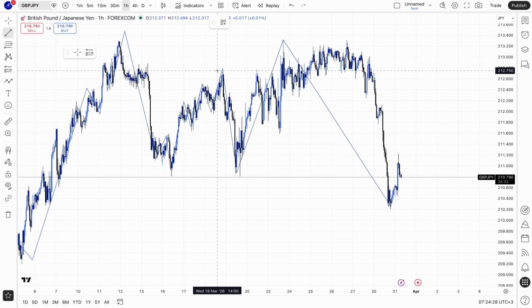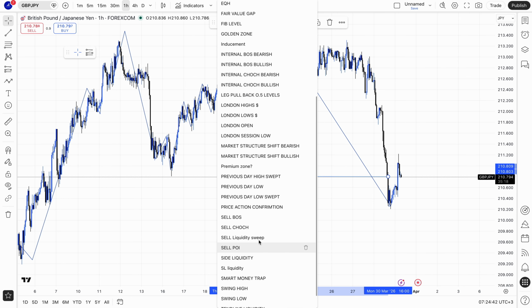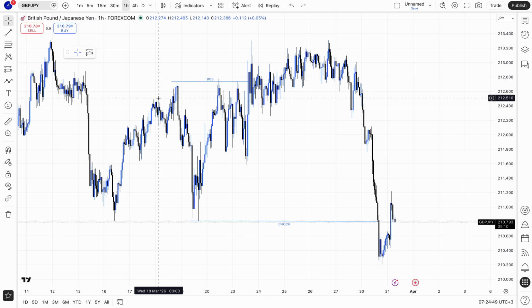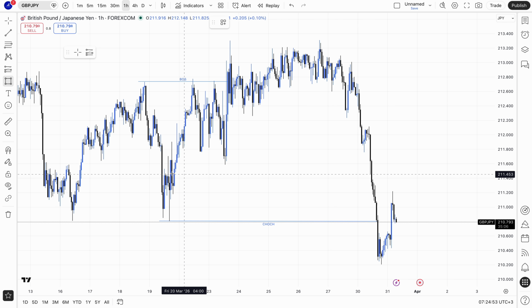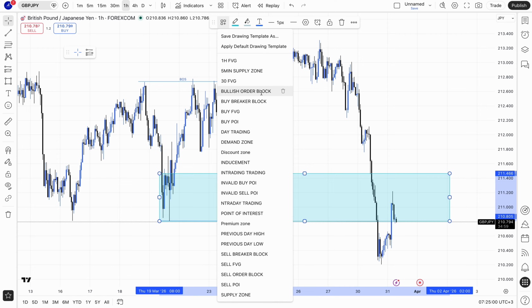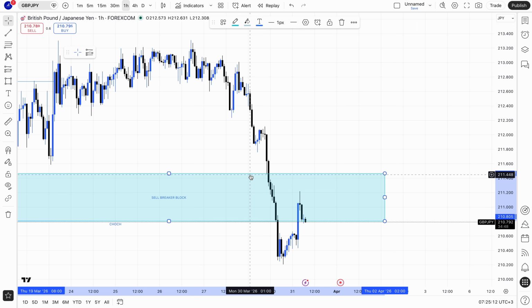So this was our last breakout structure to the upside, and this was our change of character to the downside. That means external structure the market is bearish. Then this was our order block before, bullish order block. Now after being disrespected, it turned into our bearish breaker block, right? Then you had a break, then a retest, then a confirmation, a clean confirmation.